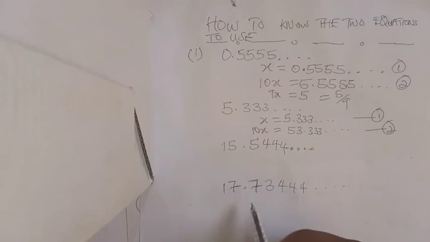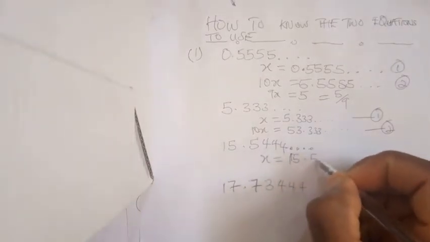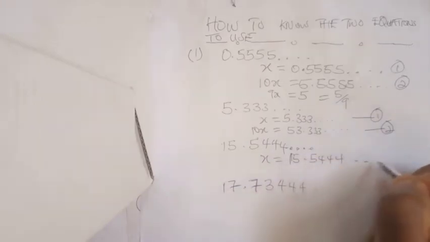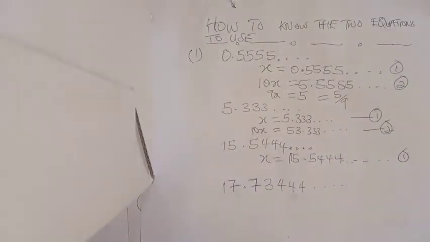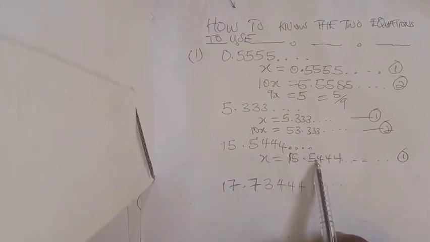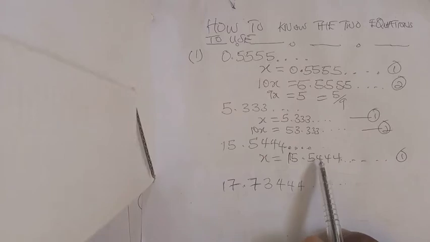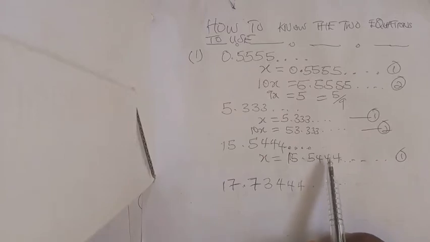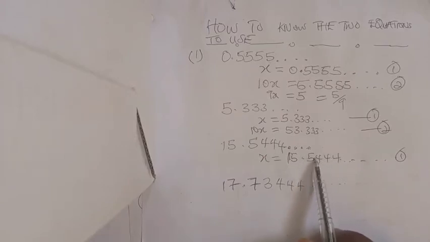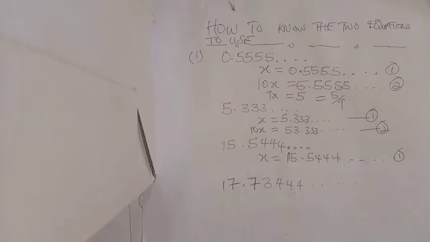Observe the third one. The first equation is x equals 15.5444, and it keeps going. It's equation 1. Now, if you move the decimal point a step further, that is multiplying by 10, so it will be 155.44. Will it be the same thing as the previous one? Where you have 15.544, those are the things you check.